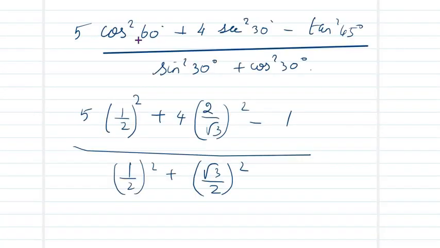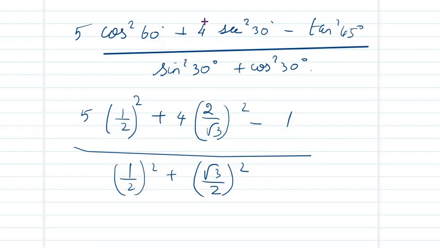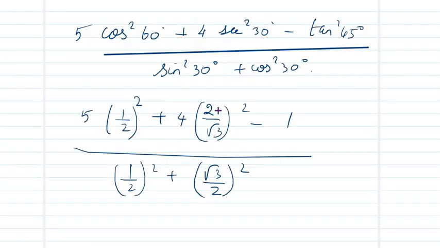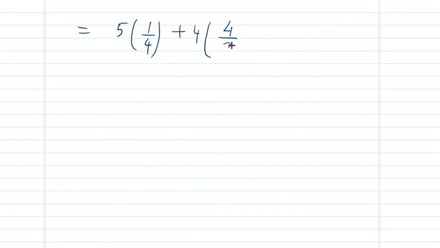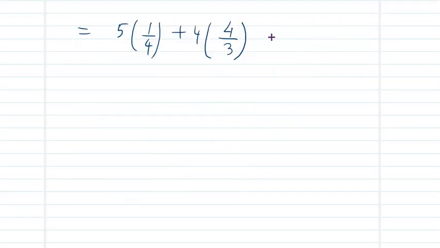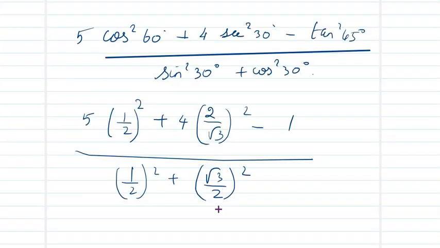Can we simplify this further? So here in the numerator, 5 into 1 by 2 whole square. When we have a square of a fraction, we have to take the square of the numerator and the denominator. So 5 into 1 by 4. The same thing we'll do for the next one. So 2 by root 3, so 2 square by root 3 square. 2 square is 4 and root 3 square is 3. Minus 1 here as it is, divided by 1 by 4 plus root 3 by 2 squared, which gives 3 by 4.